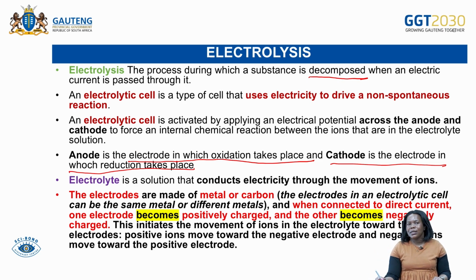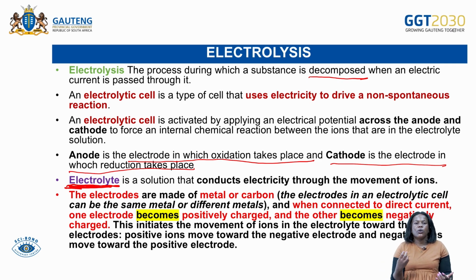Now, in an electrolytic cell, in which the electrolysis process will happen, we have a liquid, or rather a solution that conducts electricity through the movement of ions. We refer to it as an electrolyte, okay? So I've got electrodes, which are solid. That is your anode, that is your cathode. And then we've got the electrolyte, which is your solution that is able to conduct electricity through the movement of cations and anions, so we just say of ions, all right?